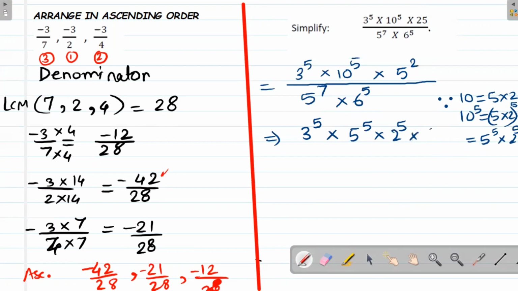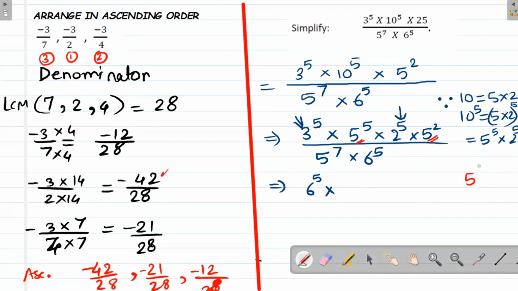Chalo. And the last term is 5 square divided by 5 raised to 7 multiplied by 6 raised to 5. Now this 3 raised to 5 and this 2 raised to 5, I can combine. What will it become? 3 twos are 6, so I can write 6 raised to 5 multiplied by. Now this 5 and this 5 have the same base, so we can add the powers. What will it become? 5 raised to 5 plus 2, that is 5 raised to 7.